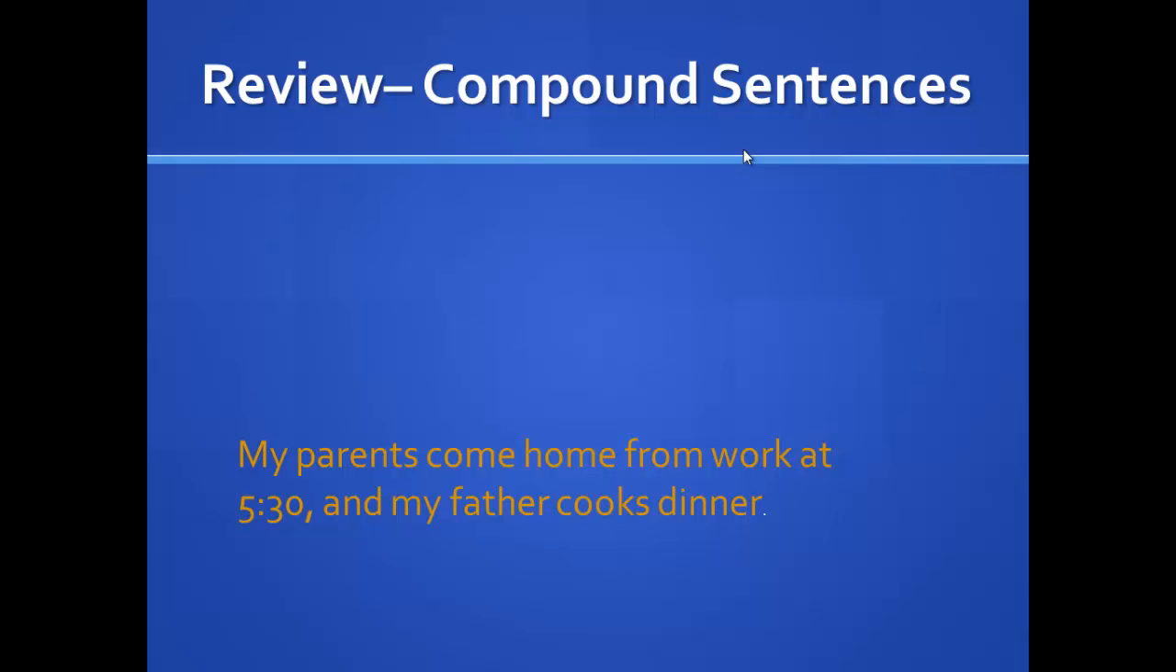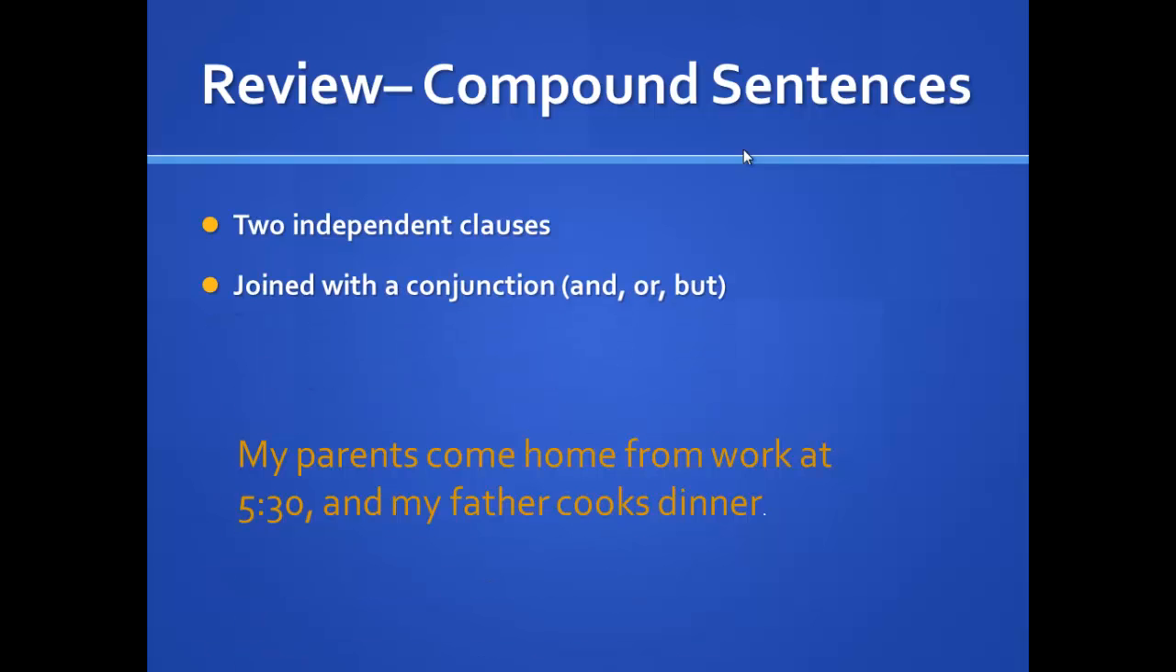Let's review compound sentences. Compound sentences are made up of two independent clauses, and they are joined with a conjunction, like and, or, but. So, for example, my parents come home from work at 5:30, and my father cooks dinner. Here we have two independent clauses. My parents come home from work at 5:30. My father cooks dinner. And we have a conjunction joining them, the word and. Also notice the comma placement before the conjunction.